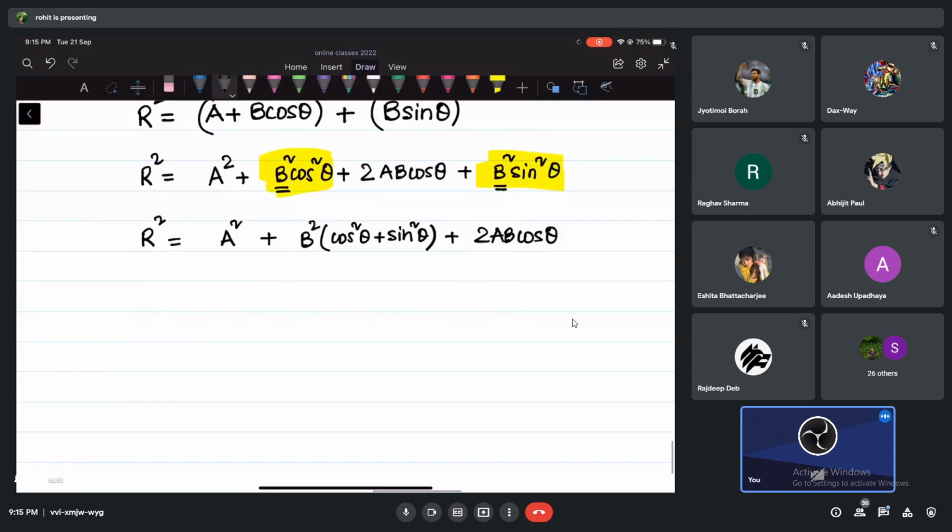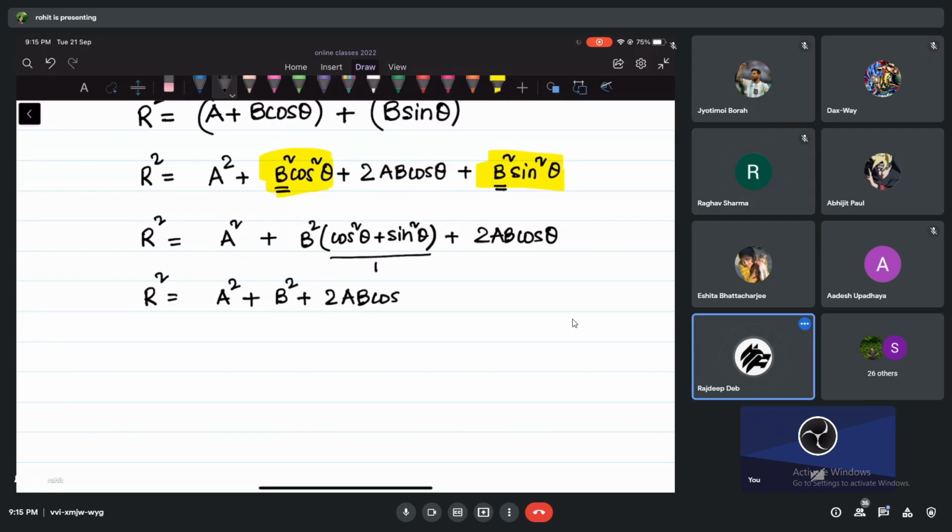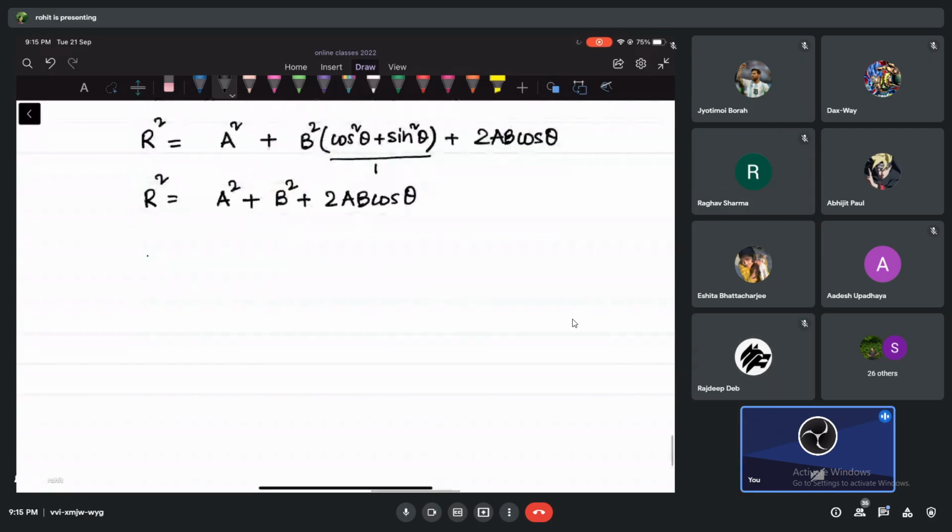Okay, so many things are happening. R square is equal to A square plus B square times, this is how much? 1, right? Yes, sir. Okay, you know this one. Sine square theta plus cos square theta is 1. So basically, R square equals A square plus B square plus twice AB cos theta. Now the final step, look at this.